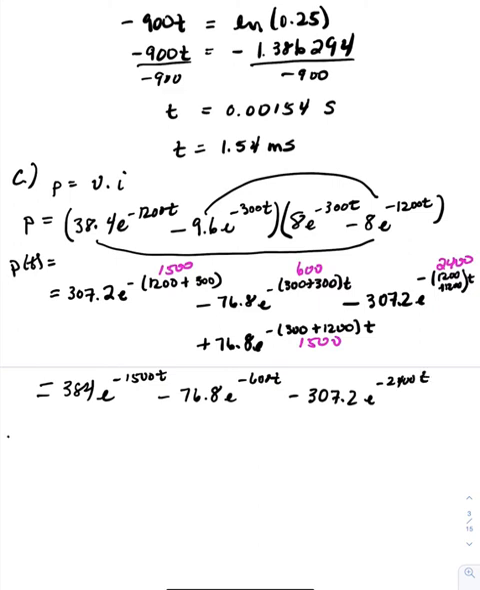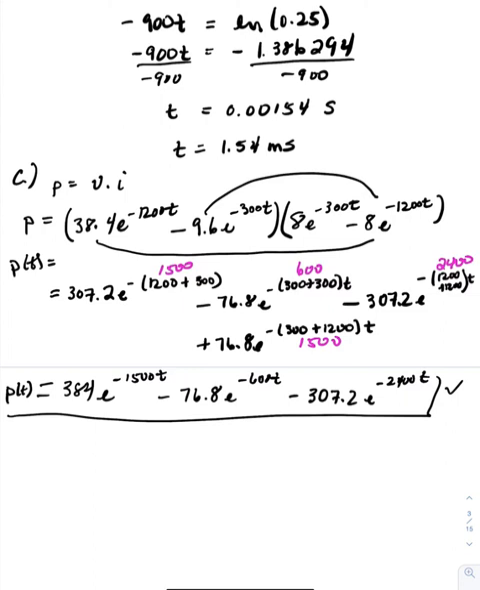And we always like to put things in order, but we like the positive first. So this is good. P of t, let's go with that one. So that's our expression for power. This is C, the expression for power.